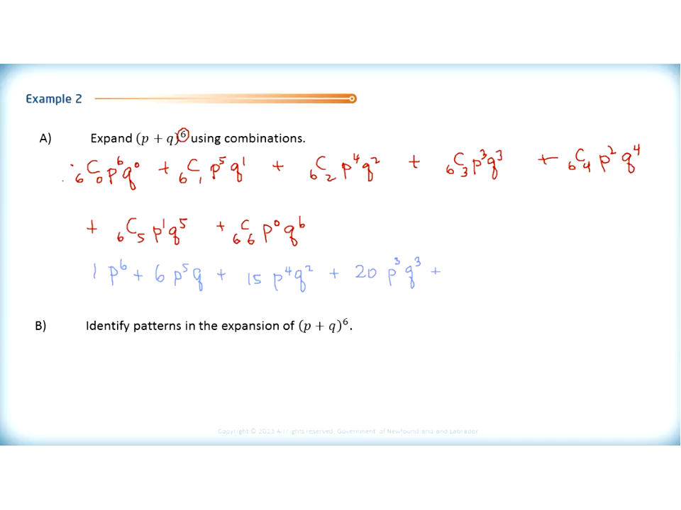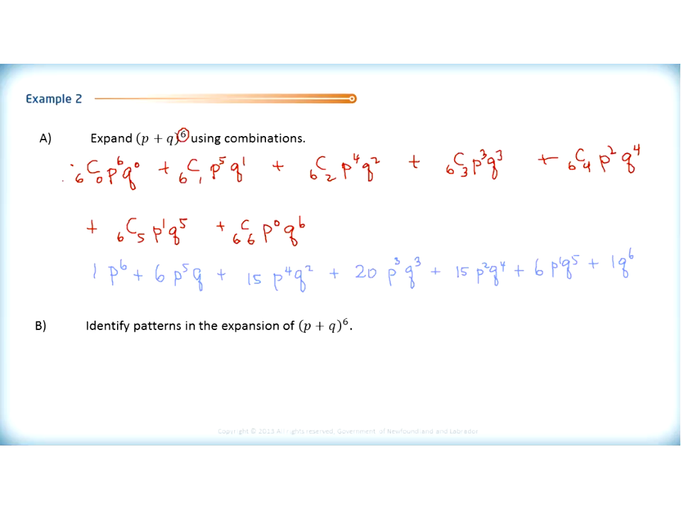Plus the C of 6 choose 4. The C of 6 choose 4 will be the same as the C of 6 choose 2. It will be 15. p squared, q to the 4. C of 6 choose 5 is the same as C of 6 choose 1, which is 6. p to the 1, q to the 5. And the C of 6 choose 6 is 1. p to the 0 is 1. q to the 6. There's the expansion using combinations.